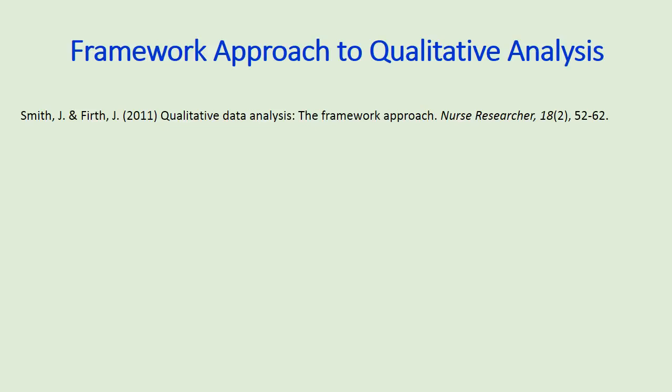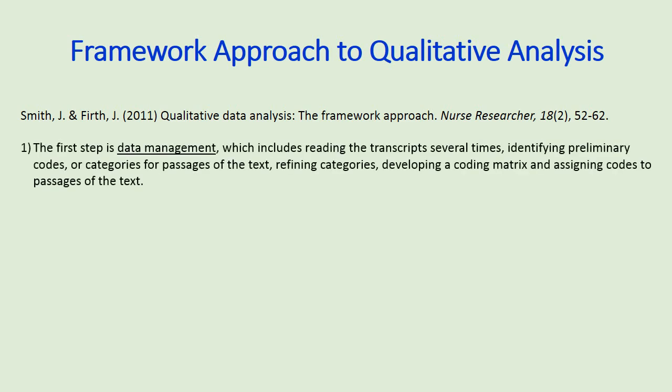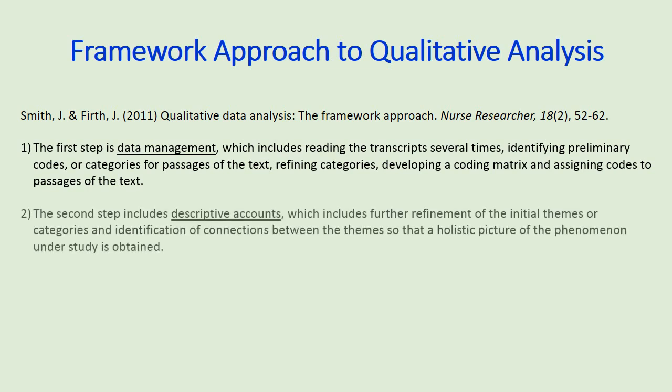In the Smith and Firth article on qualitative analysis, the authors describe a framework approach to qualitative analysis that explains and illustrates these processes. They identify 3 steps in the process. The first is data management, which includes reading the transcripts several times, identifying preliminary codes or categories for passages of the text, refining categories, developing a coding matrix, and assigning codes to passages of the text.